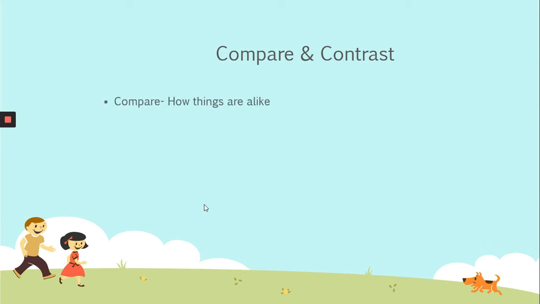When we compare, we tell how things are alike or similar. When we compare, we tell how things are, that's right, alike. When we contrast, we tell how things are different. When we contrast, we tell how things are, awesome job, different.